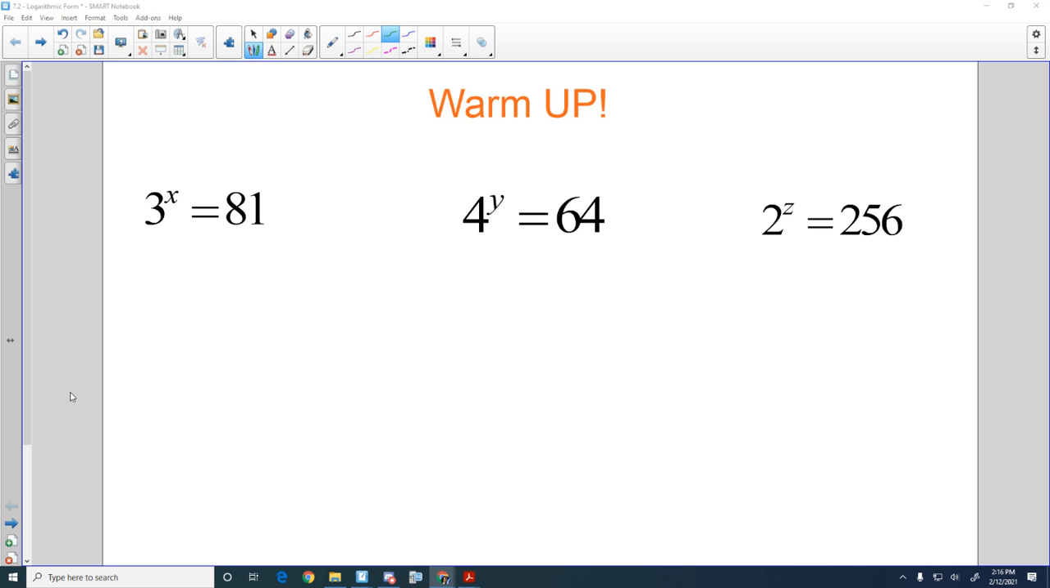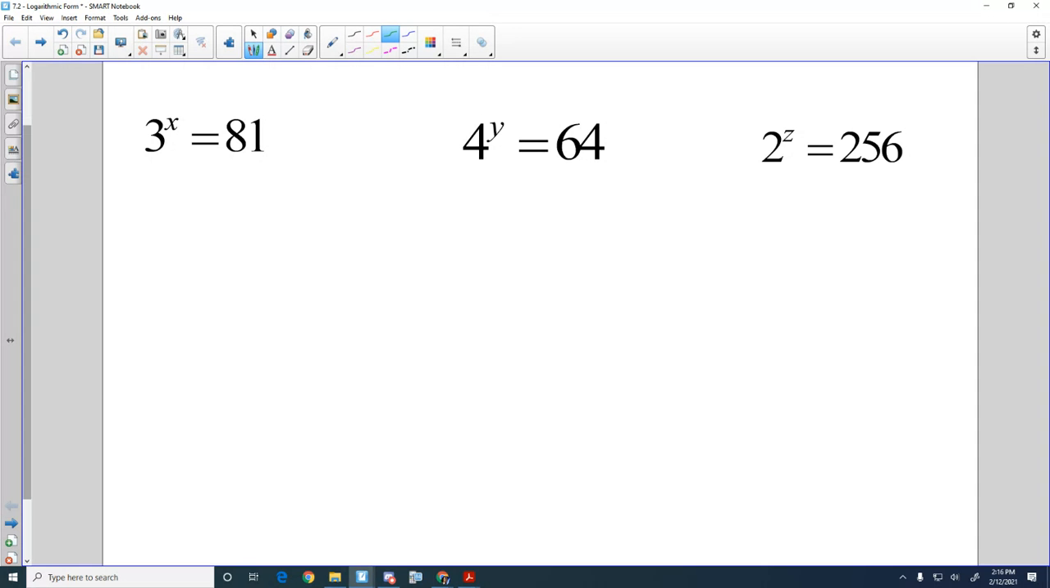So it's okay if you didn't get through them. I just want you to think about it and think about how you would solve this. This first one, did anybody get x equal to 4? Anybody? Okay, yeah, a couple of you did. Now, how would you get that?